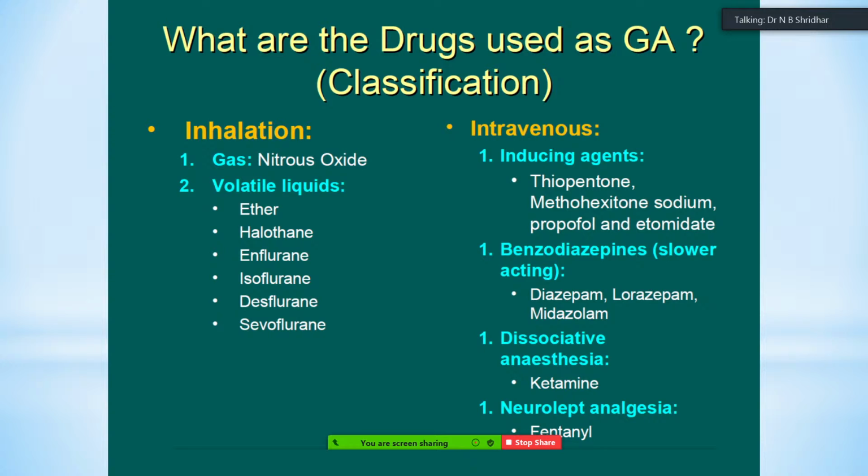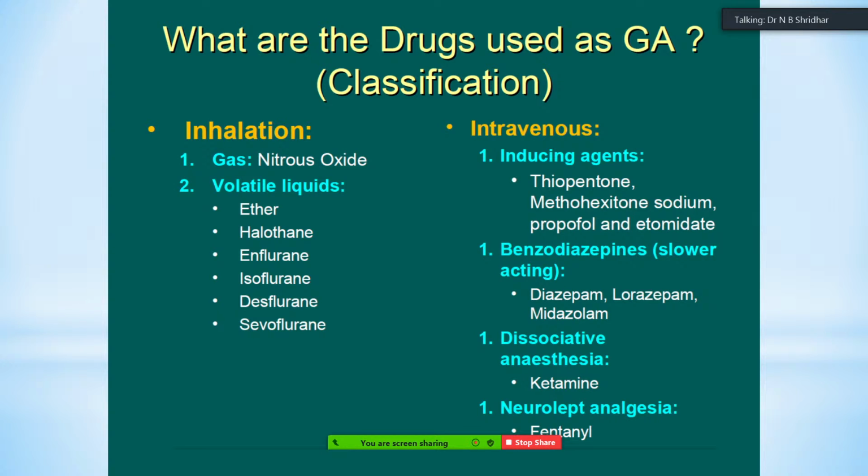Coming to the classification of the drugs in general, general anesthetics are classified into inhalant anesthetics and intravenous anesthetics. Inhalation is usually caused by gases, usually nitrous oxide, whereas inhalation anesthesia is also caused by volatile liquids like ether, halothane, enflurane, isoflurane, and the fluorinated anesthetics desflurane and sevoflurane.